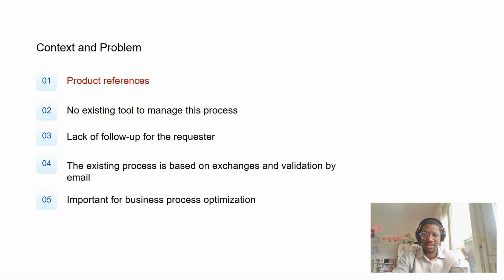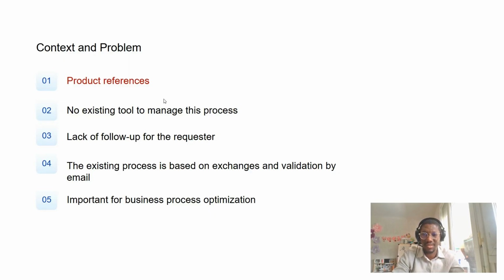I want you to imagine that we are a multinational pharmaceutical company. The problem that this company is facing is that there is no application to deal with the process of product references in the enterprise resource planning. Why are product references so important? Let's take the example of SAP. In SAP, for example, each product must be referenced by a unique number. This will ensure that all services are working with the same information so that there will be no duplicate value. You can imagine that for a multinational company, this process cannot be based on exchange and validation by email. It has to be automated.